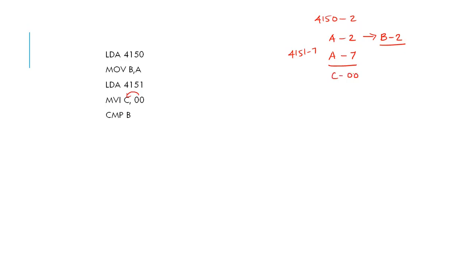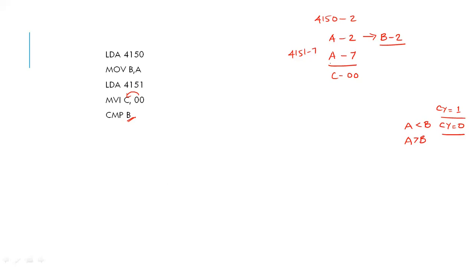Compare B. This compare operation is used to check whether our dividend is greater than or lesser than the divisor. Usually how compare works is it will compare the register mentioned here with the accumulator. If the accumulator value is less than the register value mentioned here, then the carry flag will be equal to 1. If the accumulator value is greater than the register, then the carry flag will be equal to 0. By making use of this, I'm going to check whether our dividend is greater than or lesser than the divisor.